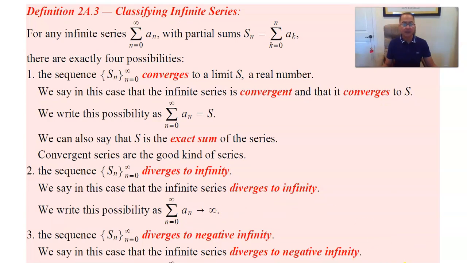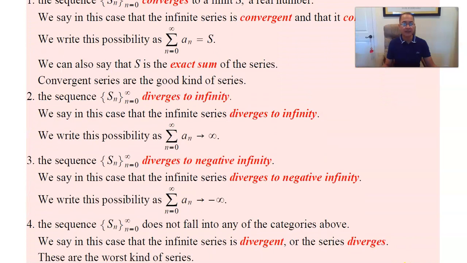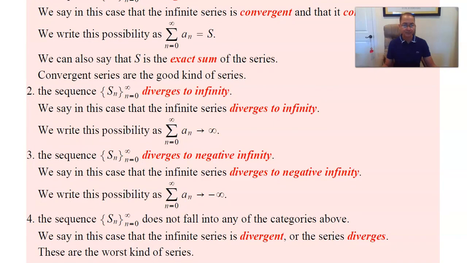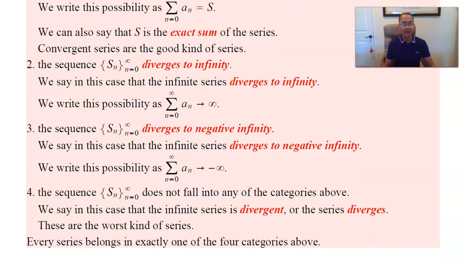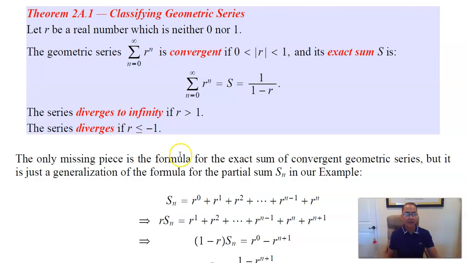Similarly, the partial sums could diverge to negative infinity. And in this case, we write that the summation n equals 0 to infinity of a sub n diverges or has limit negative infinity. If the series does not fall into any of the categories above, 1 to 3, then we say simply that the infinite series is divergent. And of course, they are the worst kind of series, although 2 and 3 are also pretty bad as they are.